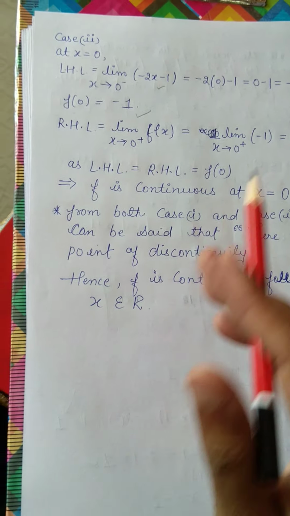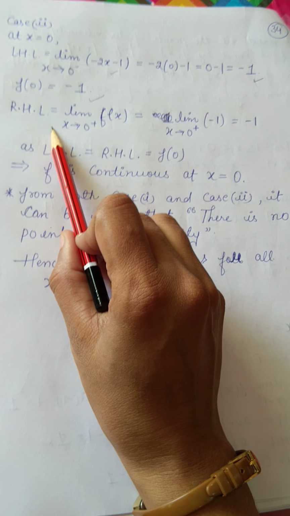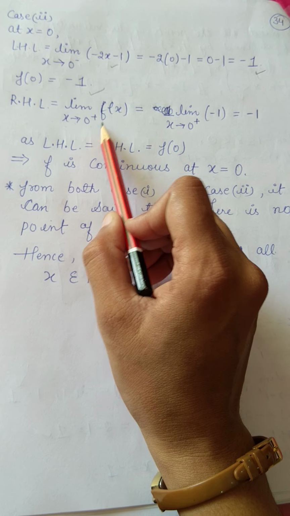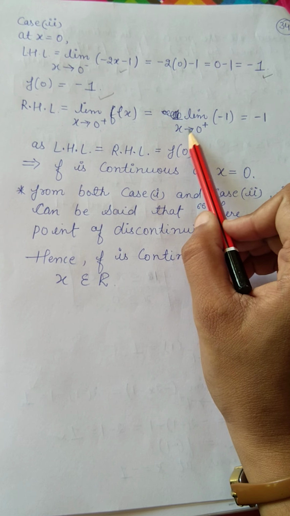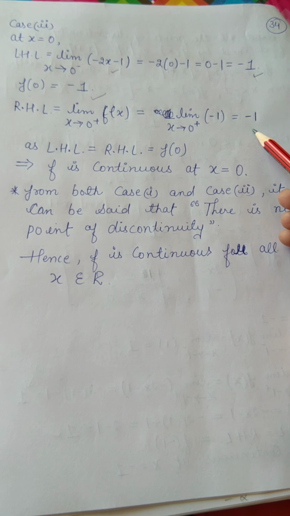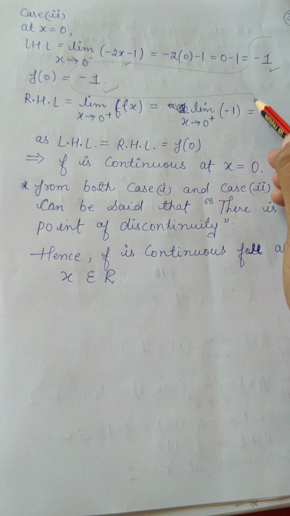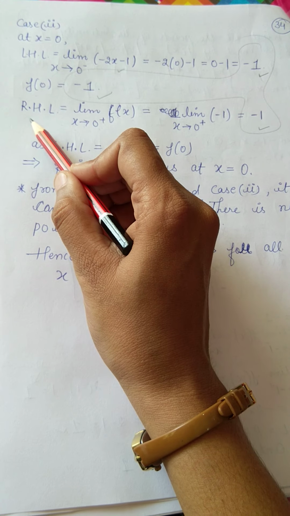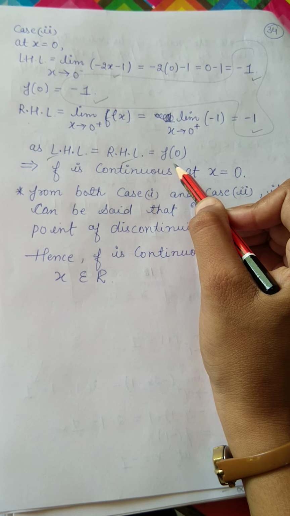Clear बच्चे? Now we will come to your RHL part, and in your RHL part, limit of x tends to 0 positive of f of x will give you limit x tends to 0 positive of minus 1, that you will get minus 1. So again all these 3 points are the same and they are giving you LHL is equal to RHL is equal to f of 0.